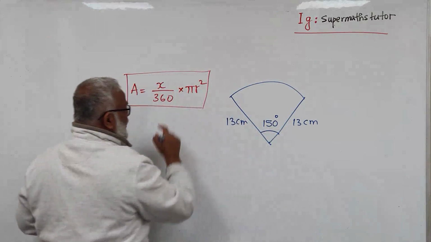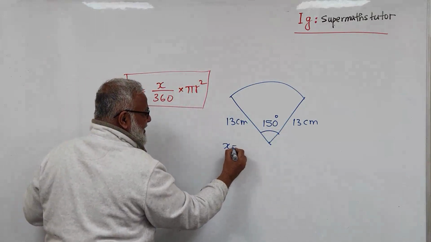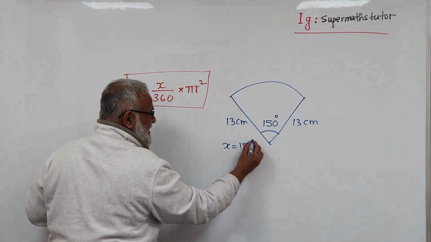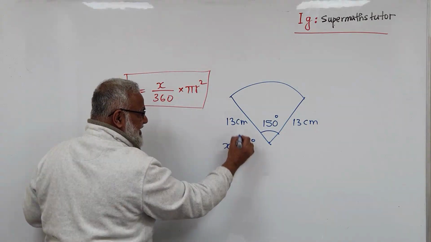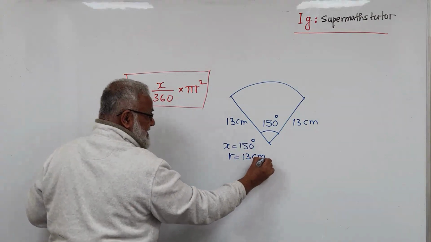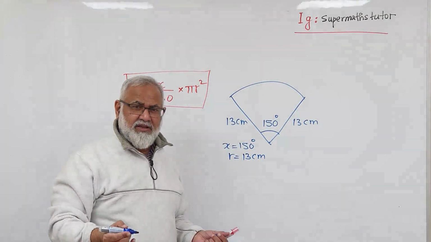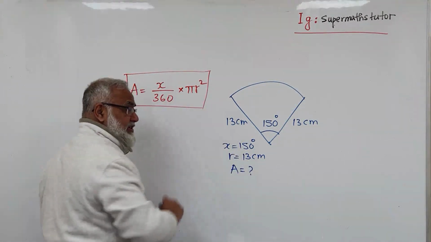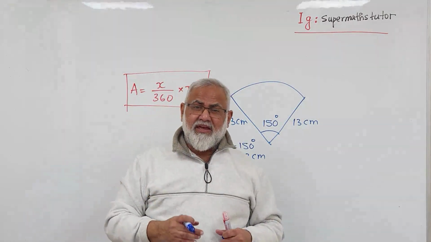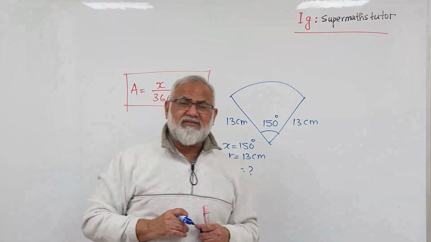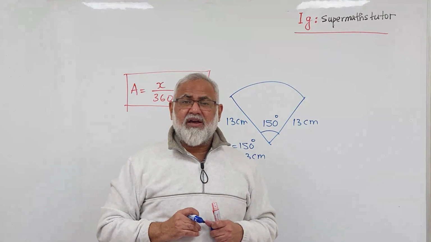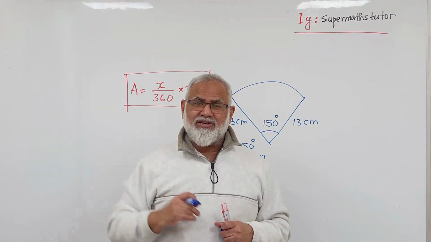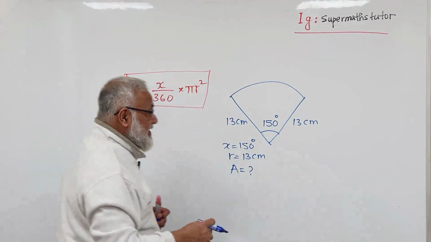Now I'm going to apply that formula here. What is x here? Yes, you are right, 150 degrees. What is r here? The radius. You are right, 13 centimeters. And what is the question? The question is: find the area of the sector. So what is the formula? If you repeat with me, x divided by 360 times pi r squared, it will go into your long-term memory. So let's start.